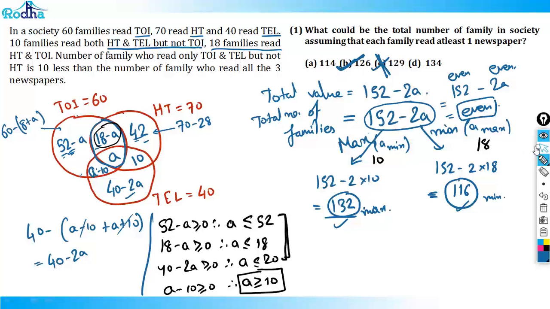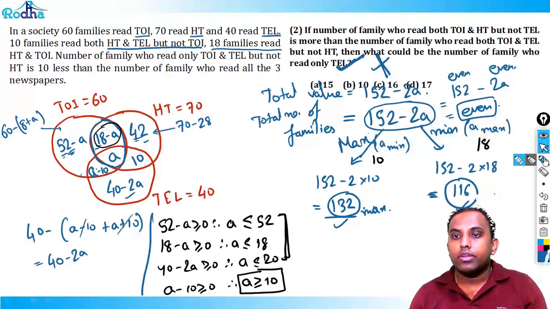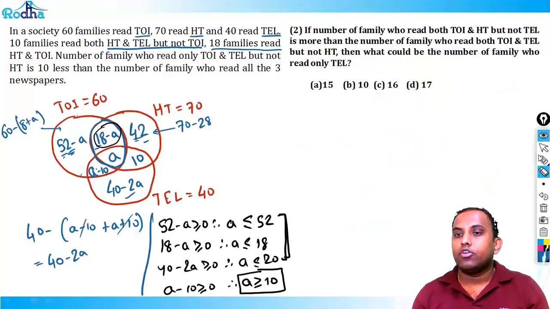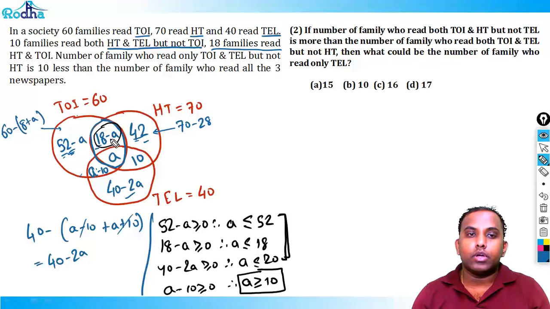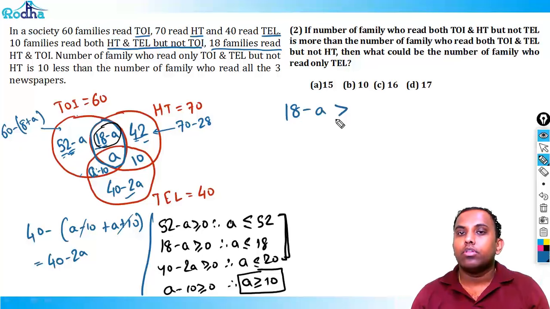Okay, clear? Now, what is the second question? The second question is, just check here. We have all this part. If the number of families who read both TOI and HT, but not TOL, that is 18 minus A, is more than the number of families who read both TOI and TEL, but not HT, this is A minus 10. Then what could be the number of families who read only TEL?